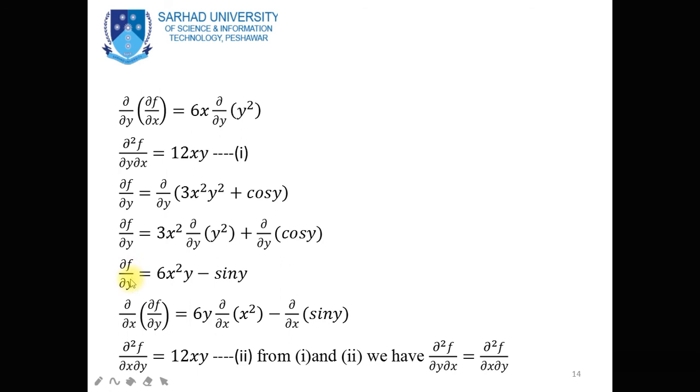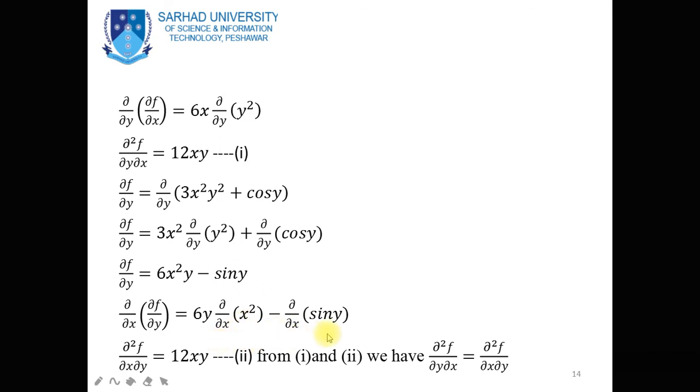So now if we take the partial derivative with respect to x of this obtained result, then two partial derivatives will be mixed. So this is also called a mixed partial derivative. So the partial derivative of partial f by partial y with respect to x is now equal to, this is the obtained result, 6y into x square, and the derivative of x square with respect to x is 2x, so 2 times 6 is 12 into xy, and the partial derivative of sin y with respect to x is 0.